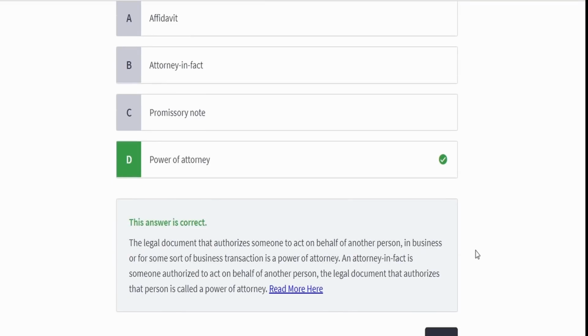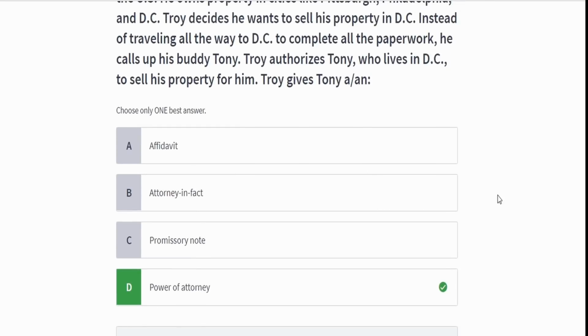So, how does this work? The legal document that authorizes someone to act on behalf of a person in business or for some sort of business transaction is a power of attorney. An attorney-in-fact is someone authorized to act on behalf of another person. The legal document that authorizes that person is called power of attorney. This is why this problem specifically gets mixed up all the time. Because you might have said, oh, B, attorney-in-fact. Well, no. You have to read the question. Troy gives Tony what? It's not asking what Tony is acting under.